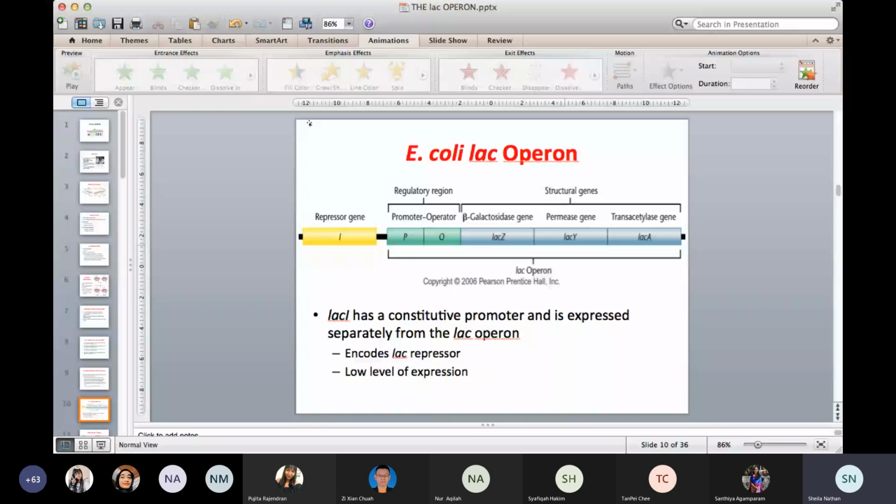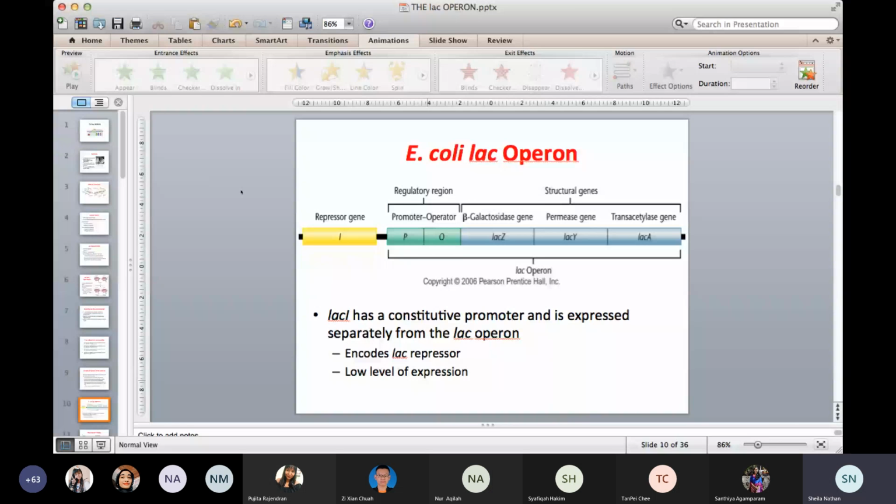Now upstream of the promoter is LacI. Remember, LacI encodes your repressor molecule, and LacI has a constitutive promoter. I think you all know what constitutive means: it's switched on all the time. So LacI encodes the repressor, and the repressor is produced at low levels of expression all the time in the bacterial cell.